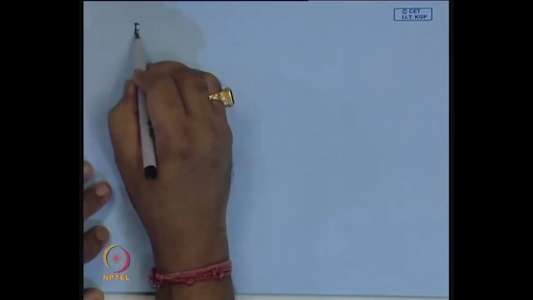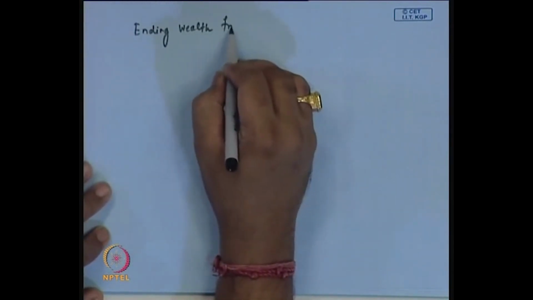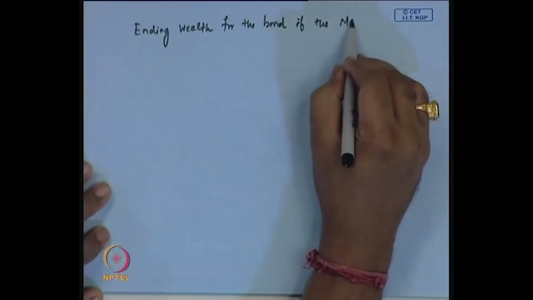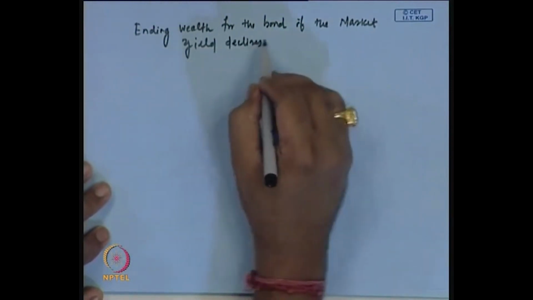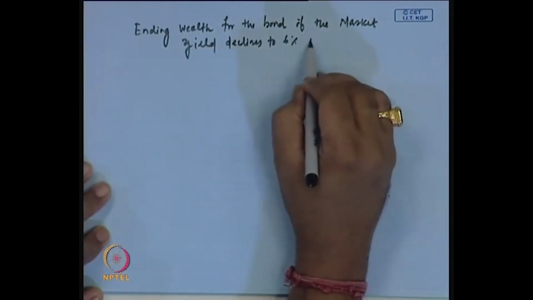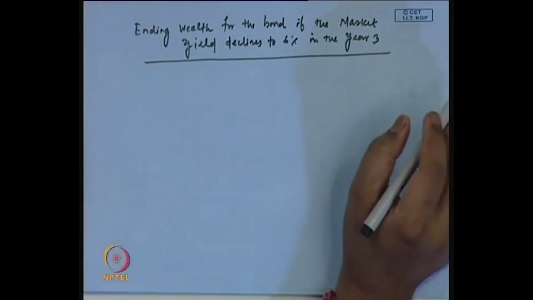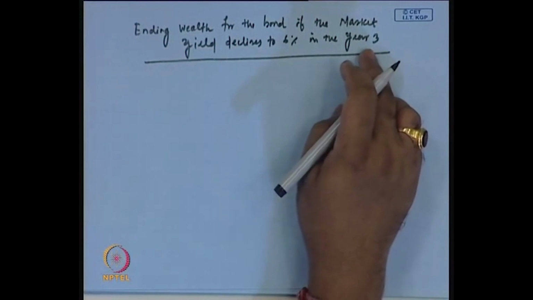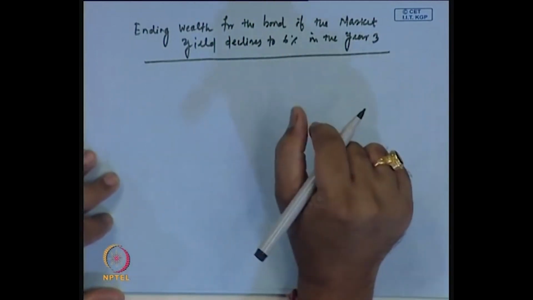Now let the market interest rate decline. If you want to calculate the ending wealth for the bond, if the market yield declines to 6% in year 3, with the other things remaining the same in the first years, then at year number 3 the market interest rate has declined from 7.9% to 6%.